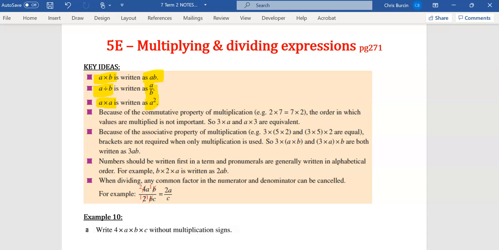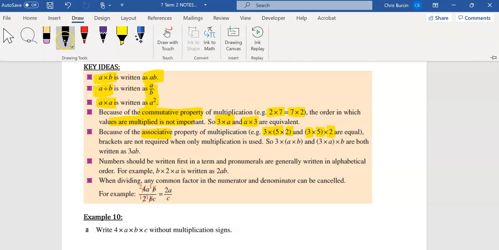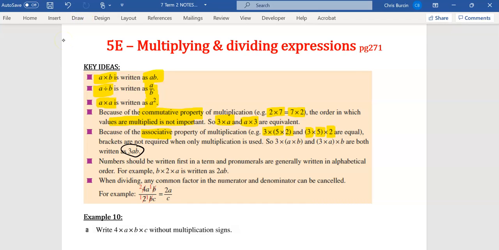And now the good news is, because of the commutative property of multiplication, all that means is you can do them in either order. In fact, in any order. If you're multiplying things together, it doesn't matter which ones you multiply first. So 3 times a and a times 3 are equal to each other. The order is not important. And that's associative property as well, meaning however you associate them, whatever order it is, it works. So this is 3ab. It could also be written as 3ba.